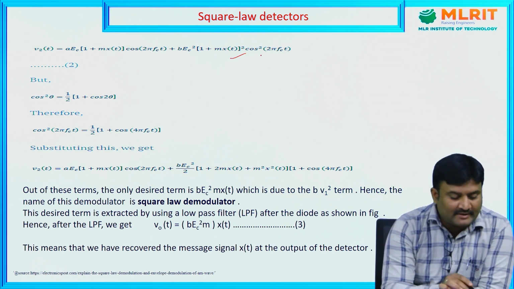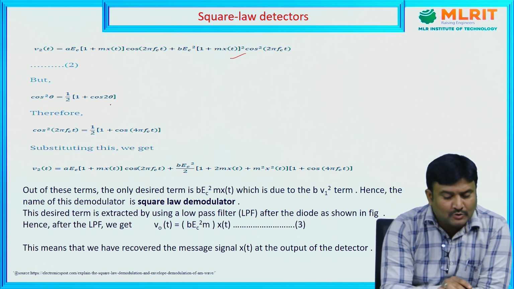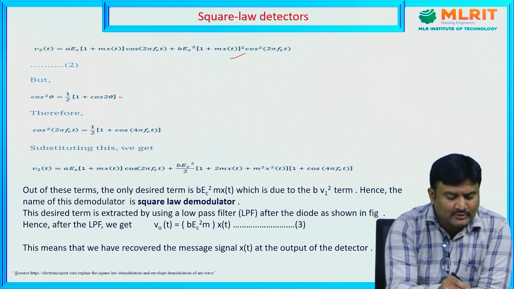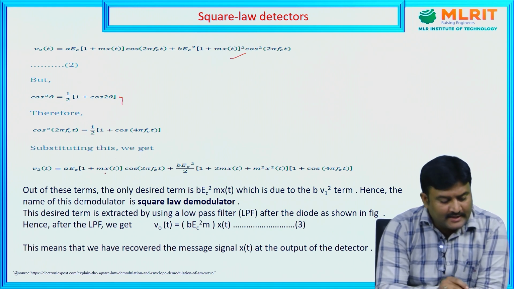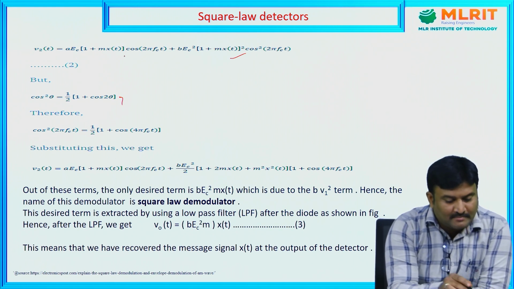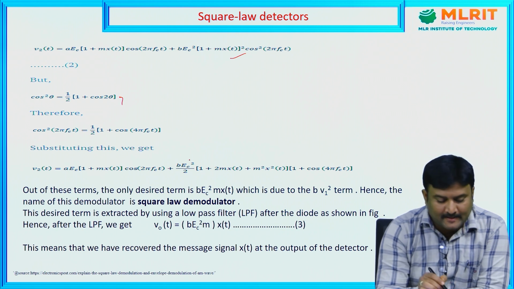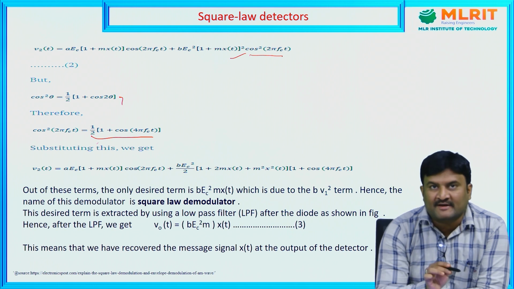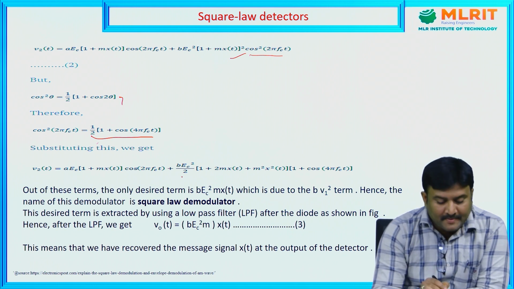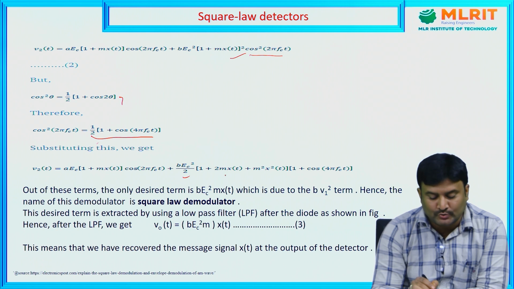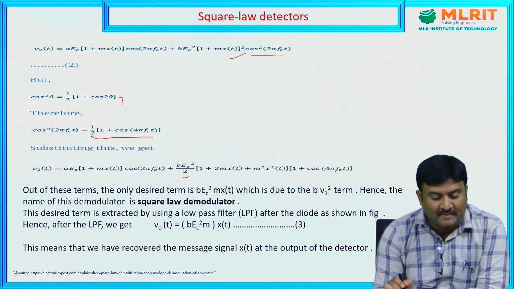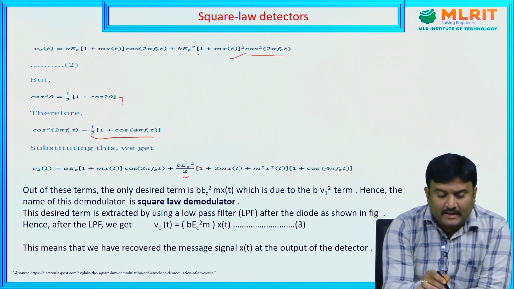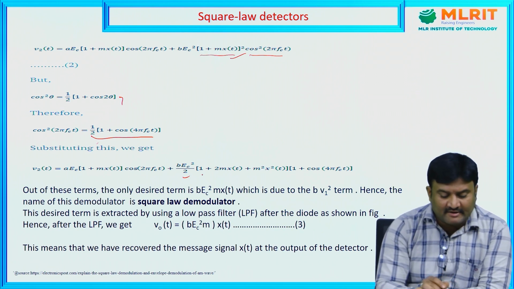That's why when we are taking 1 by 2 (1 plus cos 2 theta), 2 into 2 pi fct, therefore 4 pi fct according to this one. Substituting this we can get, a into Ec (1 plus m into x of t) cos 2 pi fct, plus you can substitute this one in the place of cos square 2 pi fct, then the equation should be b into Ec square by 2 (1 plus 2 into m into x of t plus m square x square of t) (1 plus cos 4 pi fct). Here a plus b whole square. That's why the equation is like this.